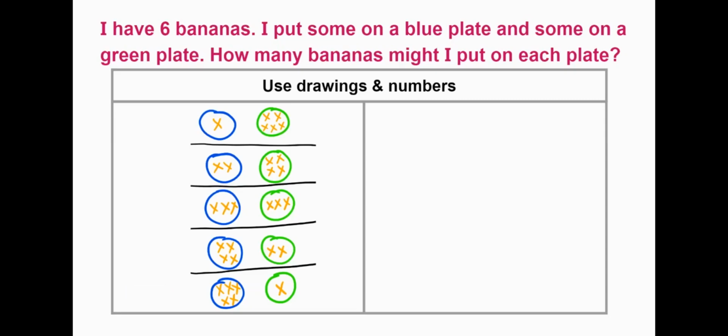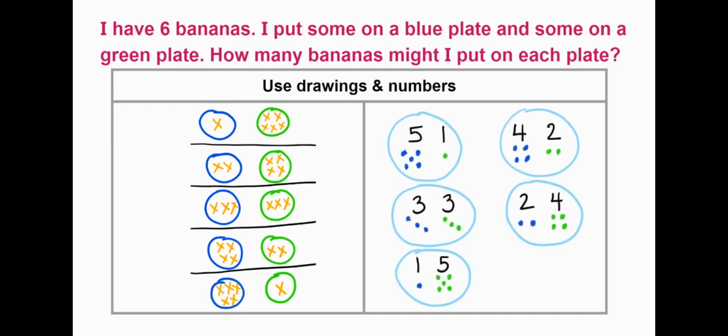A student might also use drawings and numbers and say, the circles I drew show the number of bananas on each blue and green plate. I started by drawing 5 blue circles and 1 green circle. I drew 4 blue circles and 2 green circles. I drew 3 green and 3 yellow circles.